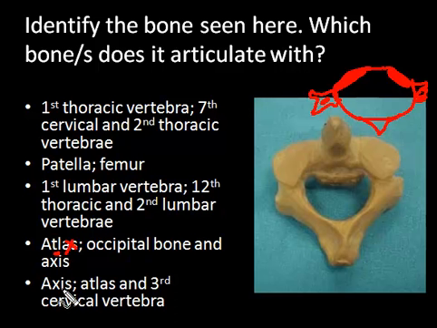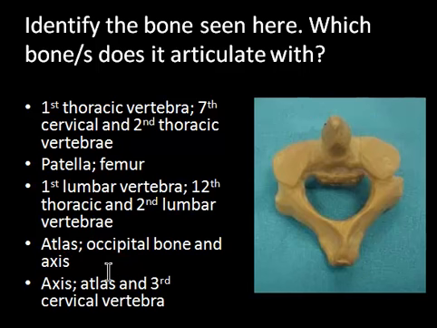Now let's look at this one, axis. Yes, it is, because the axis is the second cervical vertebra, which is very typical because it has this raised portion on the top, which is known as the dens. It's the only vertebra which has this. So yes, it is the axis. And then it asks you, what does it articulate with? Because it's the second cervical vertebra, it will articulate with the first cervical above, and below it will articulate with the third cervical. The first cervical is the atlas, so it articulates with the atlas and the third cervical vertebra. So this is the answer to this question.